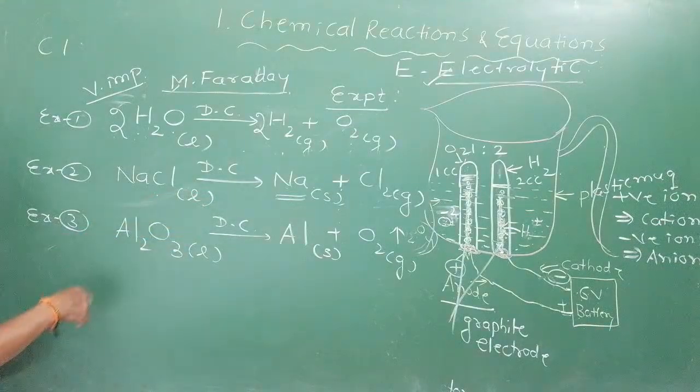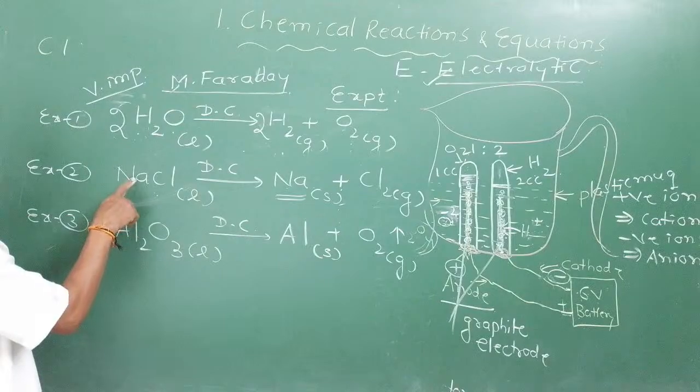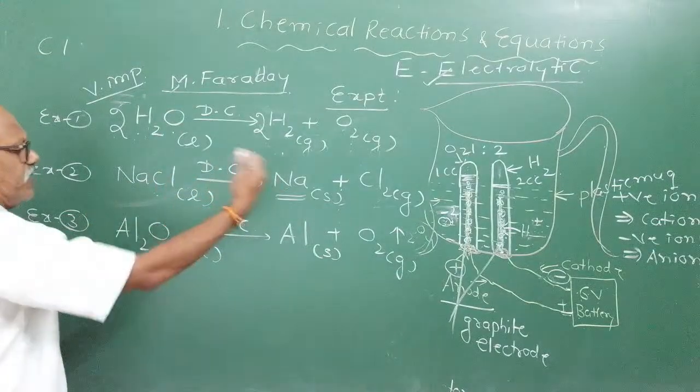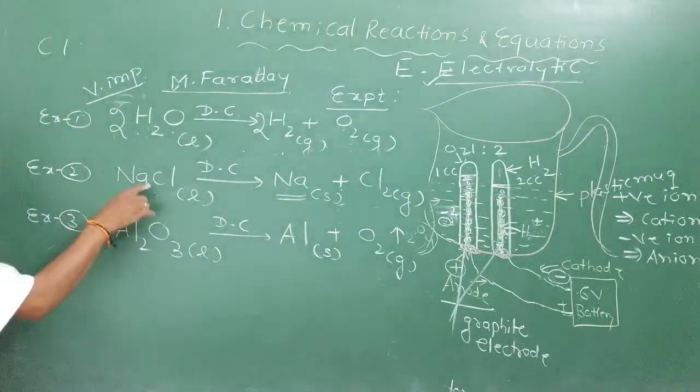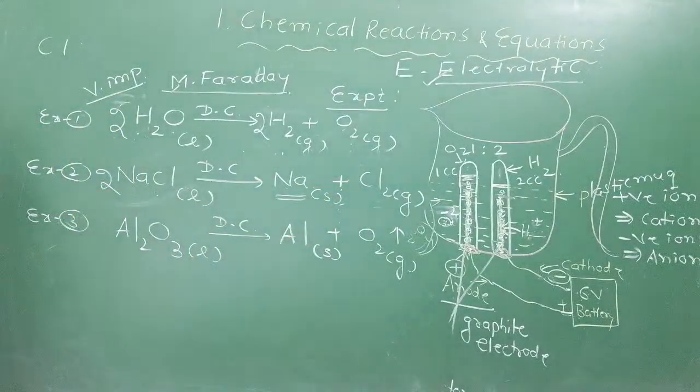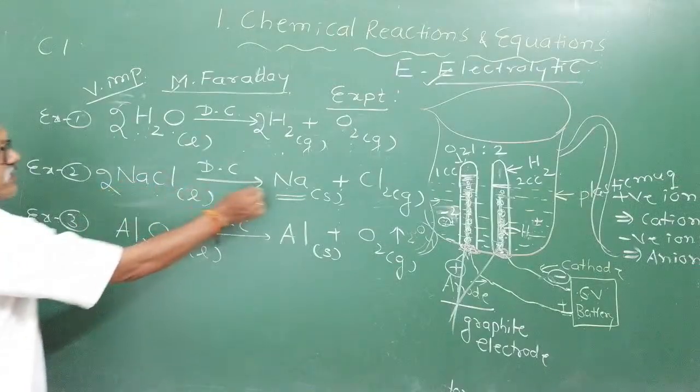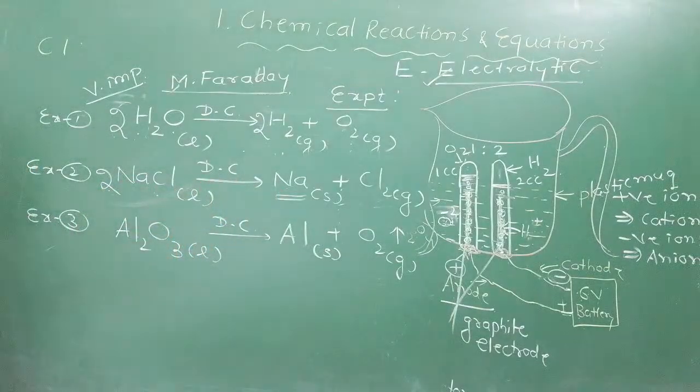Try to balance the equation. First you balance sodium metal. Sodium metal is 1, balanced. Chlorine atoms are how many there? 2. Therefore make this sodium chloride as 2 NaCl. Now sodium atoms are disturbed. Therefore it is called the hit and trial method.